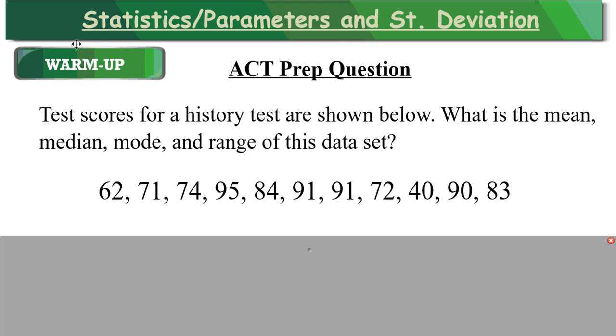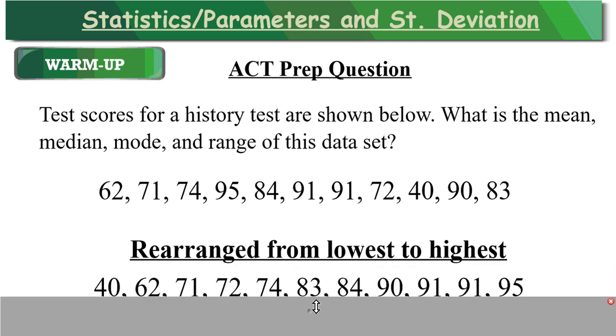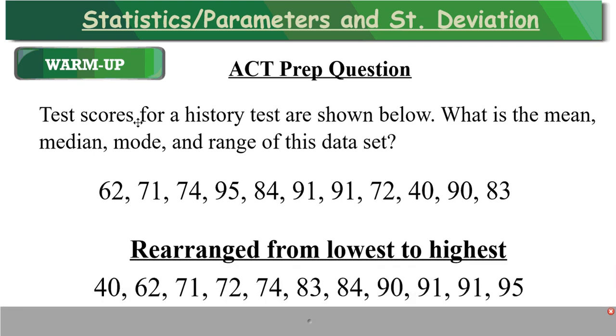So here's the question. Let's say test scores for a history test are shown below. What is the mean, median, mode, and range for this data set? This question is not in the note packet because it's just me checking in to see if you remember what the mean, median, mode, and range are for a data set. I'm going to help you out a little bit. I'm even going to rearrange the data set from highest to lowest. That might be a sigh of relief for some of you. Now, see what you recall. Can you state what the mean, median, mode, and range for this data set is going to be?